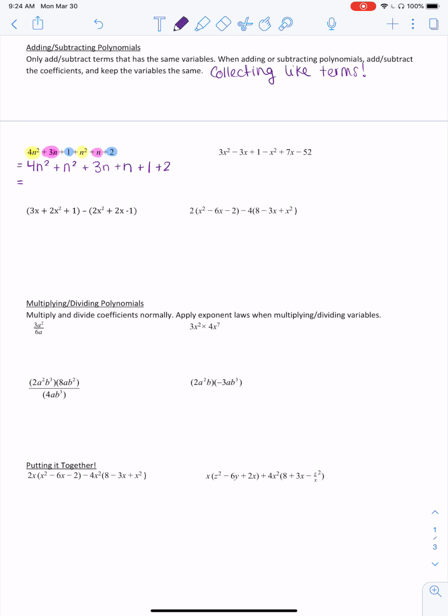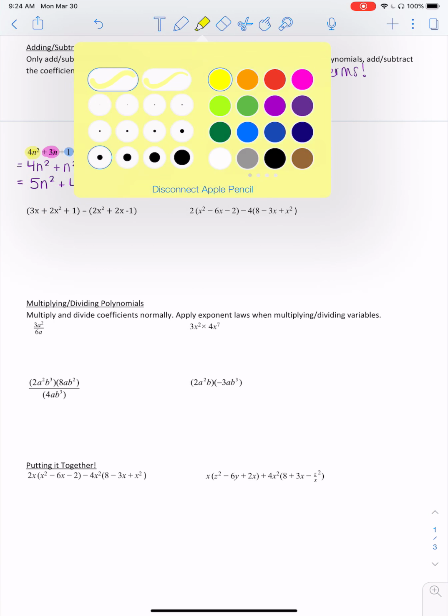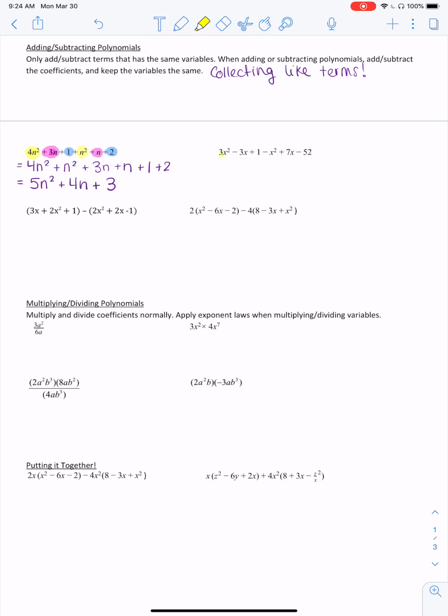And now the only ones we're going to simplify are the ones that have matching variables. Remember that when we're adding and subtracting, variables do not change. So I have 4n squared plus 1n squared will be 5n squared. 3n plus n will give me 4n, and then 1 plus 2 will give me 3. Next one here, we're going to do a very similar thing. We'll start by identifying our like terms.